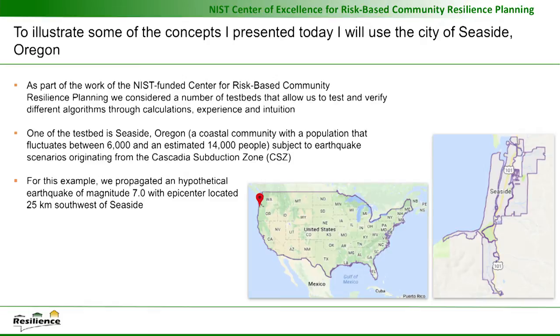To illustrate some of the concepts I presented today, I will use the city of Seaside, Oregon. As part of the work of the NIST-funded Center for Risk-Based Community Resilience Planning, we consider a number of test beds that allow us to test and verify different algorithms through calculations, experience, and intuition. One of the test beds is Seaside, Oregon. This is a relatively small coastal community that could be subject to earthquake scenarios originating from the Cascadia subduction zone. For this example, we propagated a hypothetical earthquake of magnitude 7.0 with epicenter located 25 kilometers southwest of Seaside.